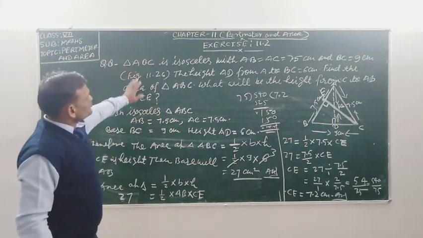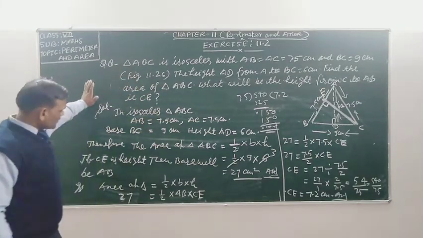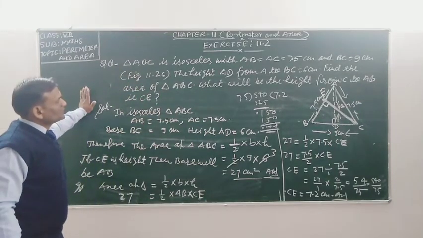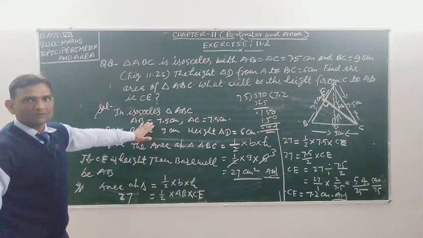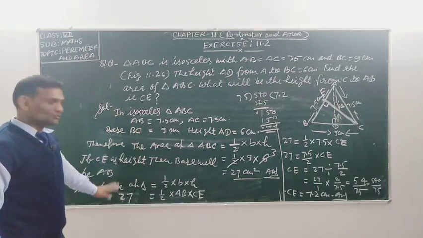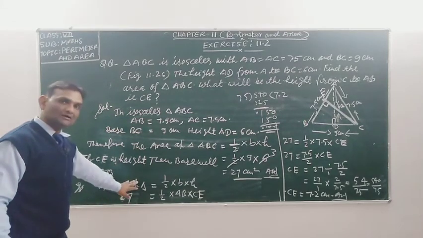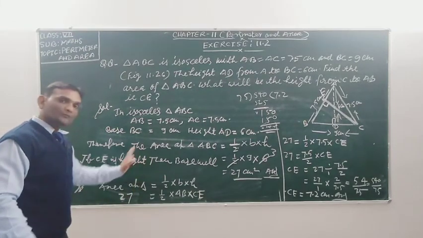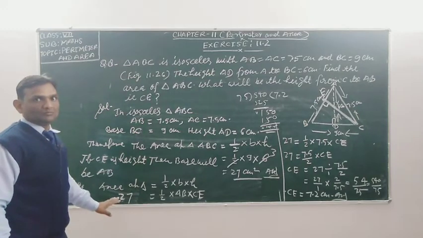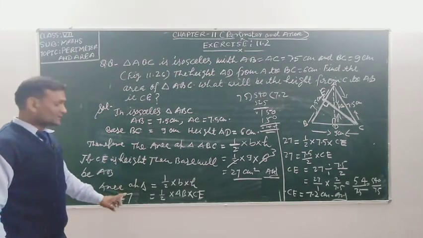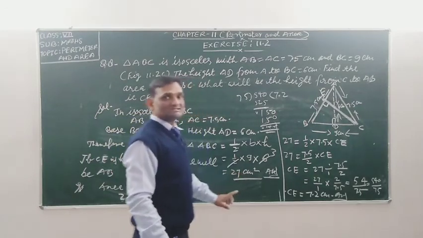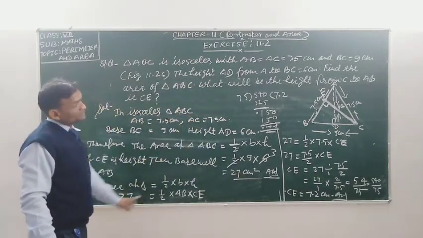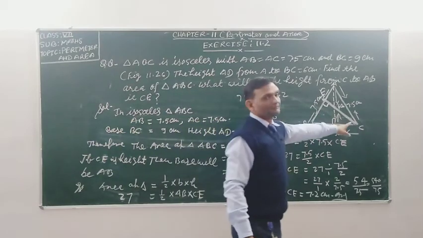So student, this is the question. I hope you have understood very well. This is very easy. Firstly you need to find out the area, and after this you write the formula for finding the area of the triangle and put in all the values. But when you are able to find out the area, after this you can find out the length of CE.